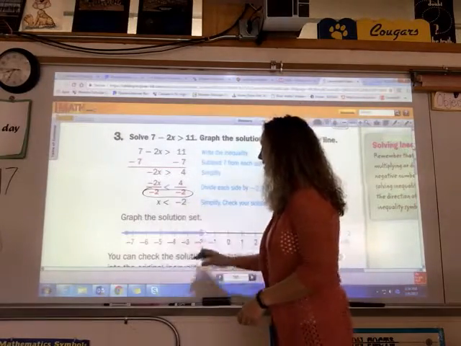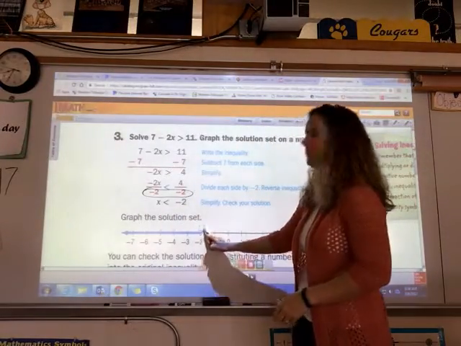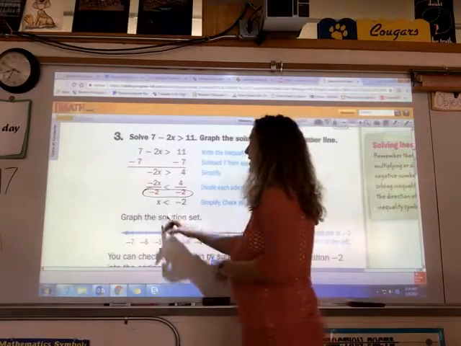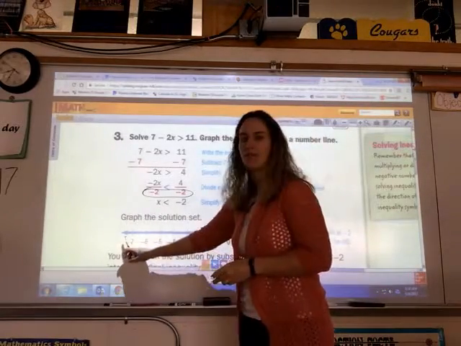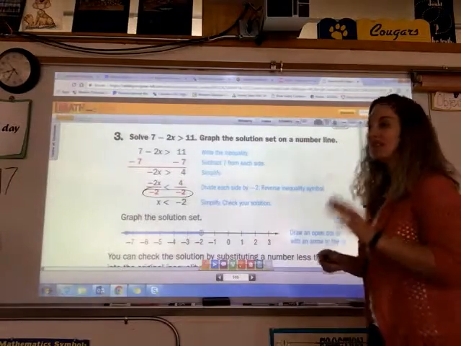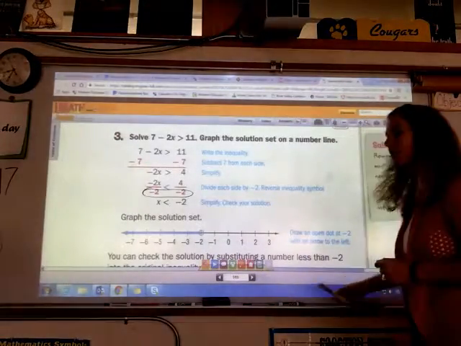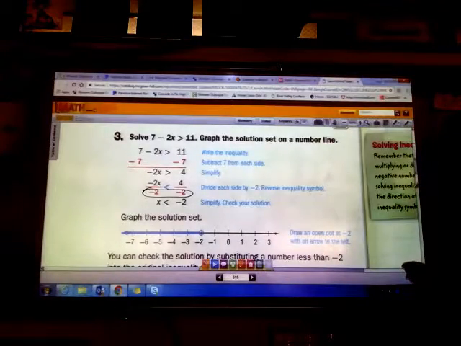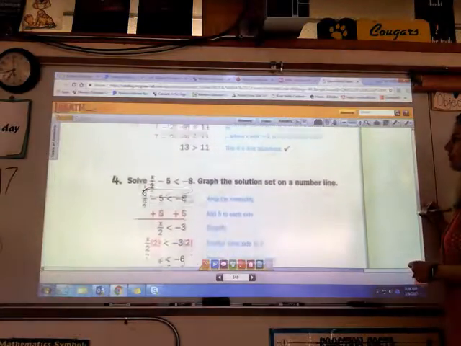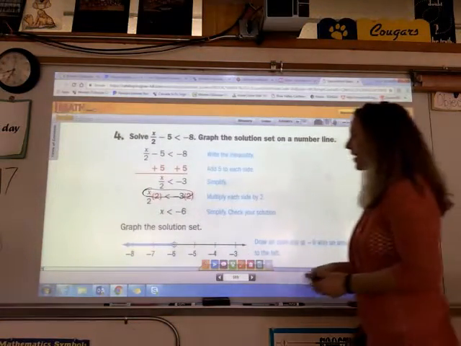Then we can go ahead and graph it. I'm not including negative 2, so it's an open circle. And I'm looking at numbers that are less than it, so I'm graphing it to the left. So please, again, make sure when you're working with those negatives, in terms of multiplying or dividing, that we end up reversing that symbol. Okay?